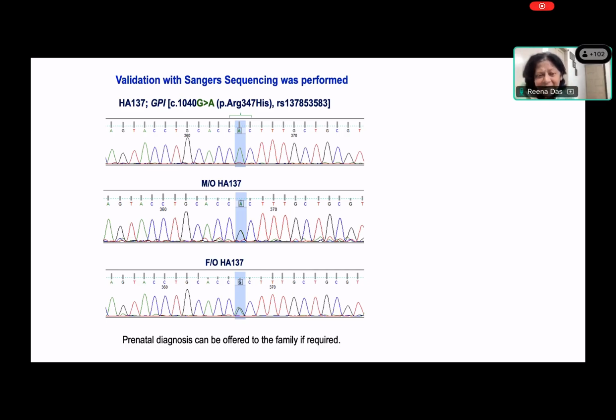And here you can see that the parents are both heterozygous. Here the green is overlapping with the black so nicely that you find it difficult to separate out the two peaks. And in this one, because the presentation is so early and also severe, prenatal diagnosis can be offered in these very severe conditions of enzymopathies basically.